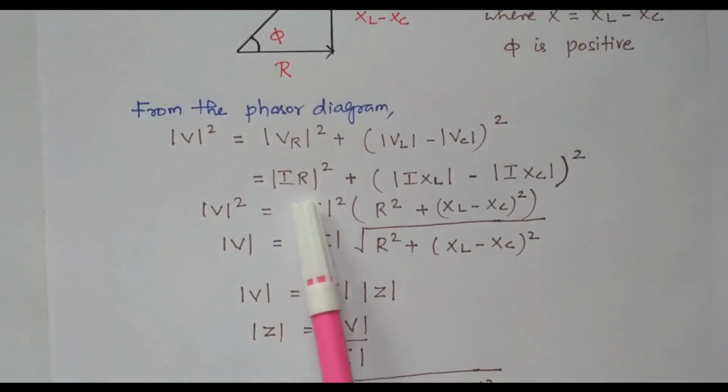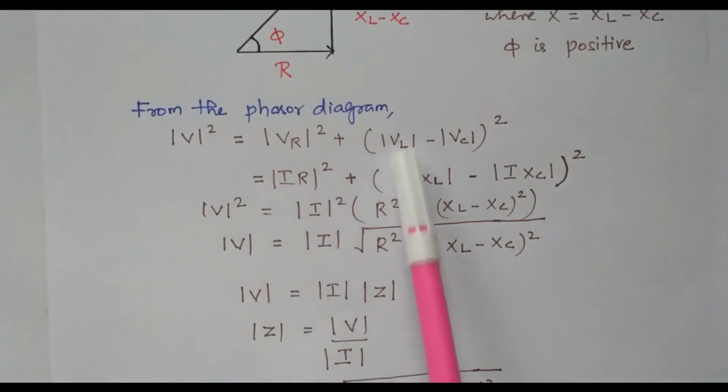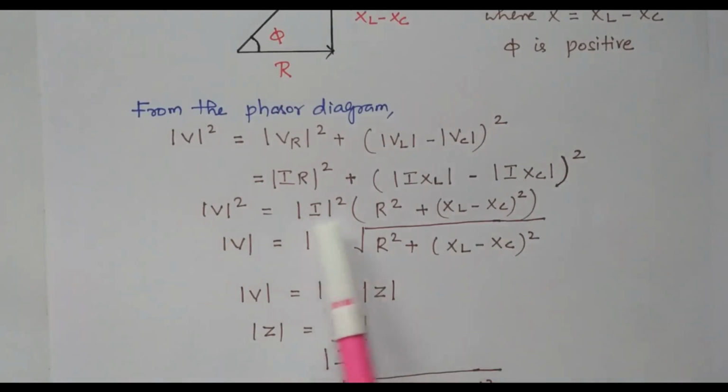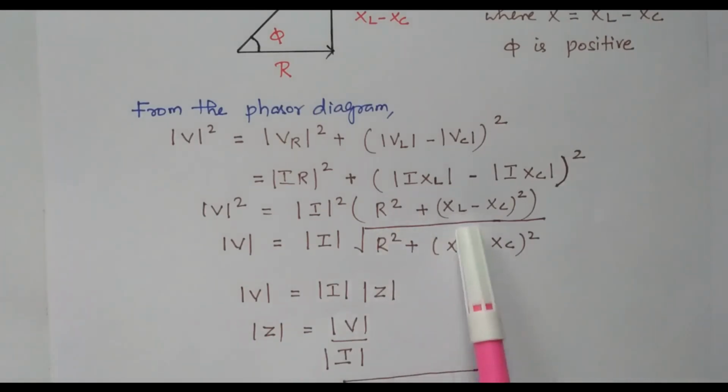VR is nothing but IR, I into R. VL is I XL, VC is I XC. Since I is common everywhere, take it outside. V square equals I square times R square plus XL minus XC, the whole square. We take the square root on both sides, so that V equals I times square root of R square plus XL minus XC, the whole square. This term is nothing but the impedance Z, that is V by I. Bringing I to the denominator, Z equals V by I.